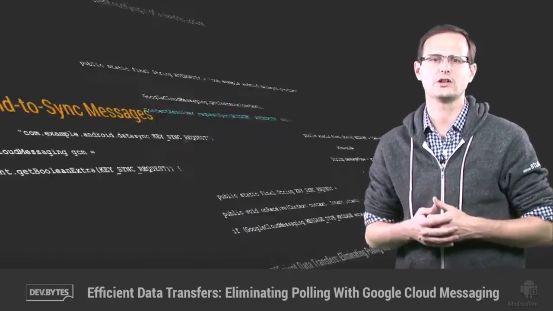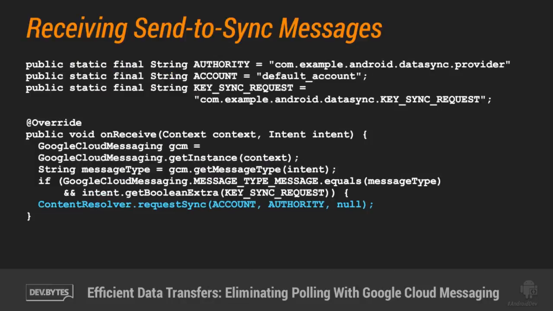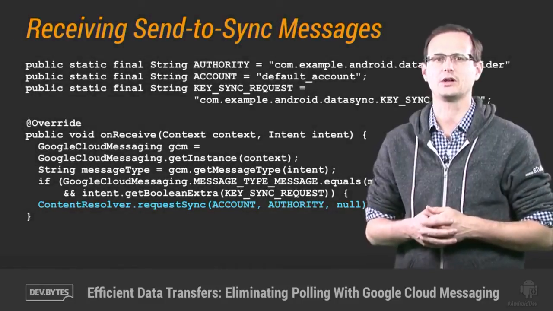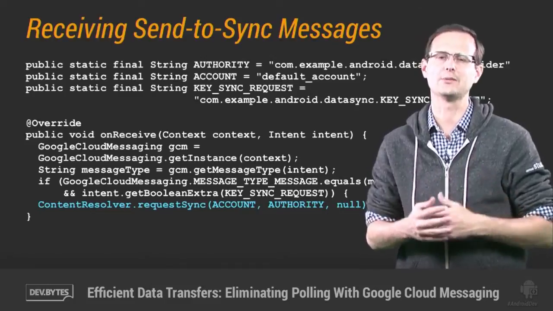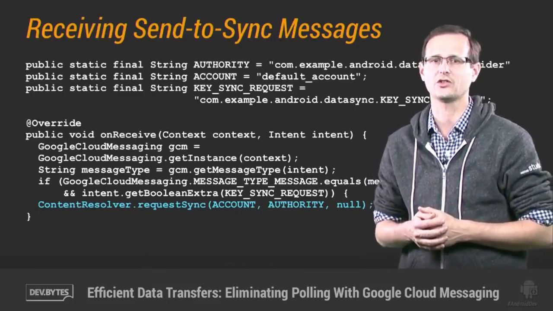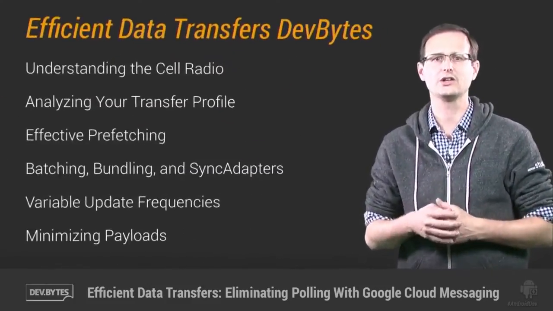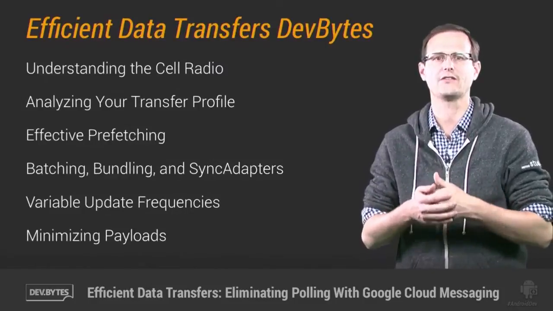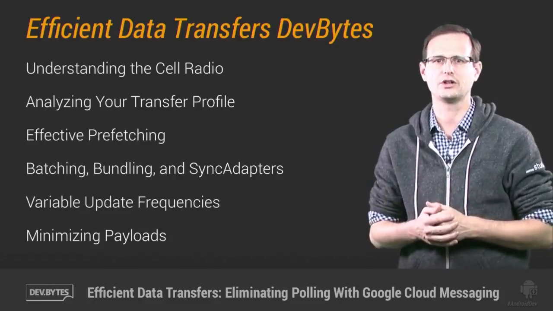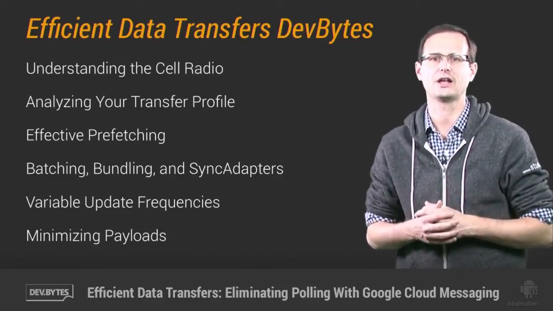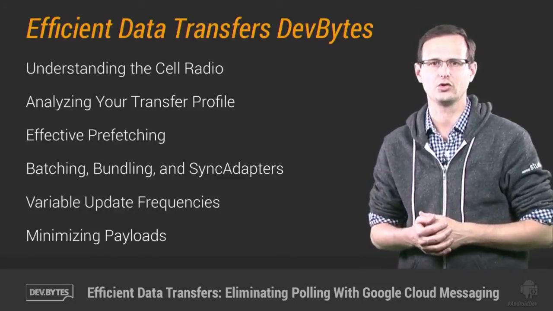Which you can do using a sync adapter to initiate the sync, preferably bundling a number of batch transfers together as described in my DevByte on batching, bundling, and using the sync adapter. Using Google Cloud Messaging allows you to totally eliminate client-side polling from your applications. Implemented correctly, you can configure the messages transmitted to have as little impact on the battery as possible using techniques like short time to live parameters, collapse keys, and the delay while idle parameter to limit the number of messages that are actually transmitted to your app.